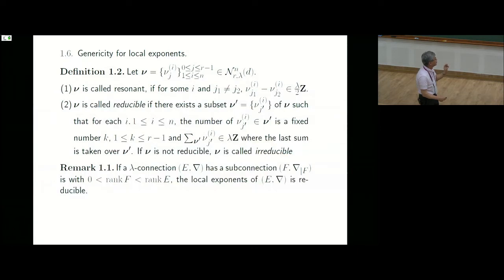If nu is not reducible, we call nu irreducible. If nu is irreducible, there is no Fuchs relation like this in the sub-bundle. So this means that E Nabla has no sub-connection at all. In this case, the construction of the moduli space is rather easy. In former work, nu is irreducible, so nu is generic, so there are no sub-connections at all, and it's rather easy to construct the moduli spaces.